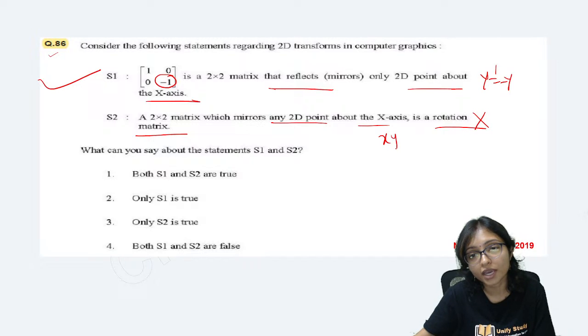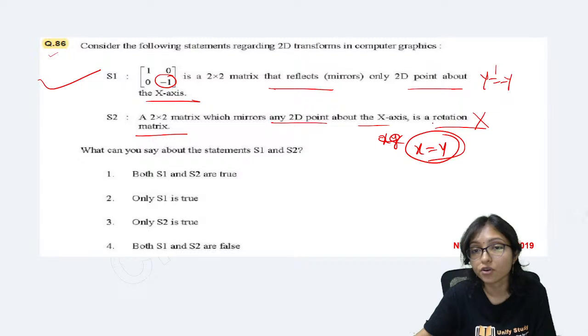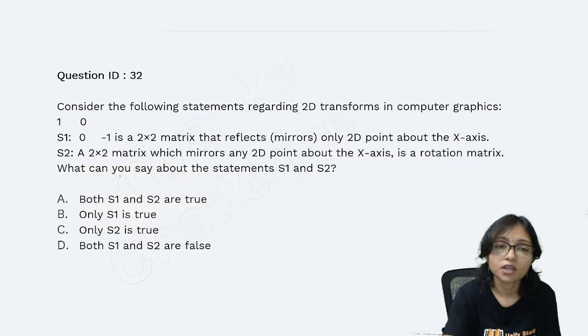But here it is given that for the x-axis this is the rotation matrix, and this is not the rotation matrix. According to the XY plane, only when x equals y is there, then it comes as a rotation matrix. Otherwise, according to the x-axis, it is not the rotation matrix, it will be the reflection matrix only. So S2 will be wrong. So only S1 will be true.